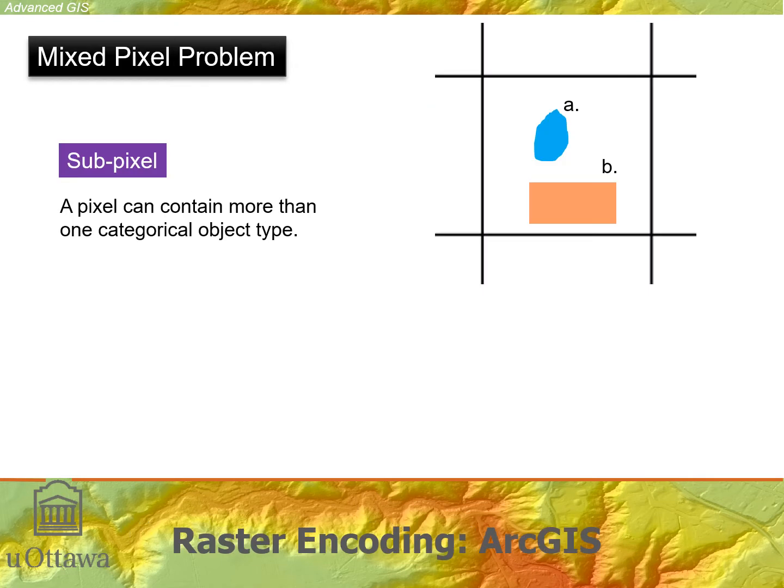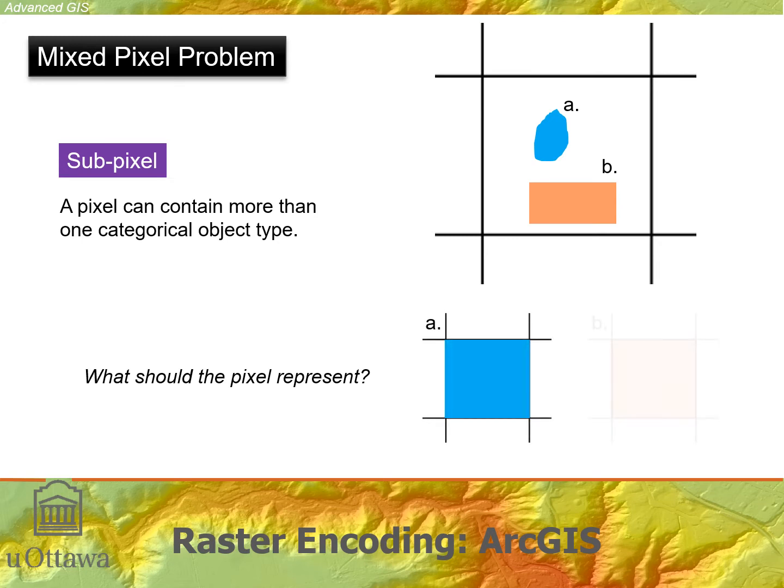So we can also have, within the mixed pixel problem, subpixel issues. A subpixel issue is what we see here on the right, where we have two things that are different discrete objects in the same cell. We have A and B. A has the attribute blue and B has the attribute orange. So the question then is, what should the cell represent? Should it represent A, which is blue, or B, which is orange?